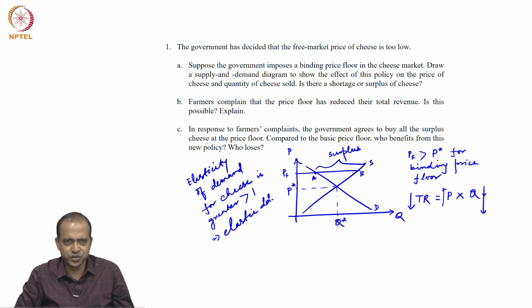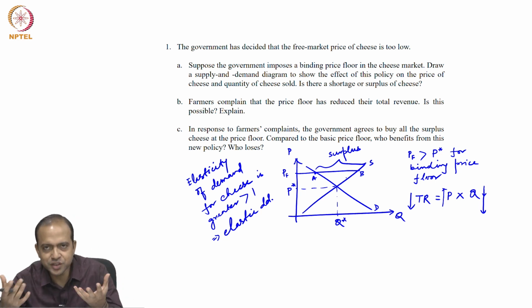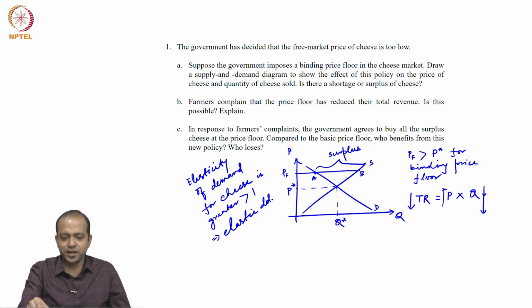actually price is increasing. So, in response to the farmers' complaints, the government now agrees to buy all the surplus cheese at the floor price. Compared to the basic price floor, who benefits from the new policy and who loses? So, price is increasing, quantity demanded falls, therefore there would be some unsold cheese in the cheese market, that is why there is a surplus, and that is the reason the revenue for the farmer is falling.